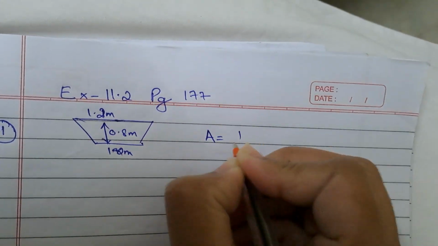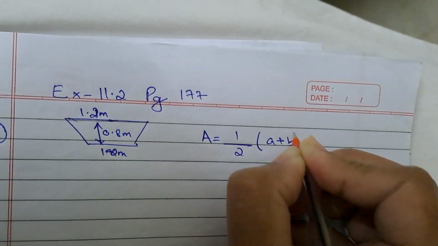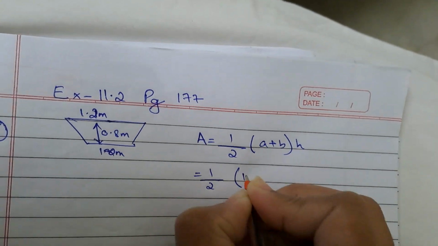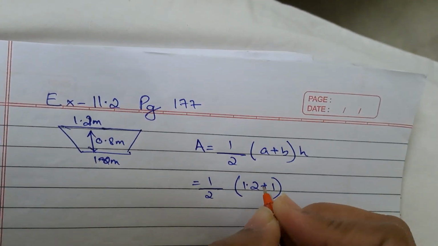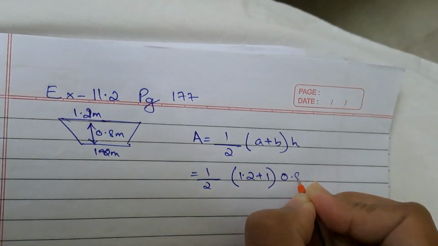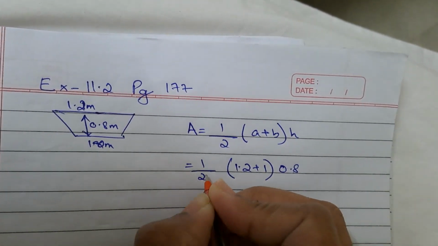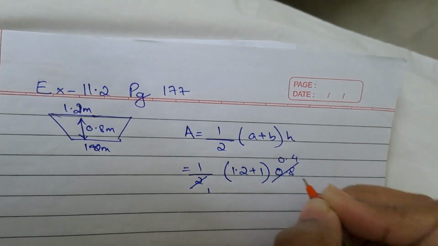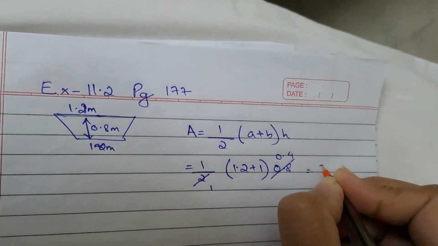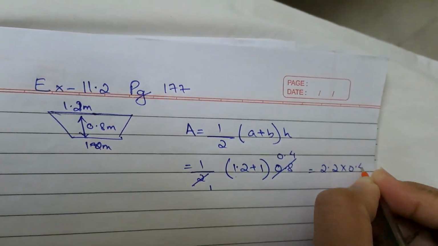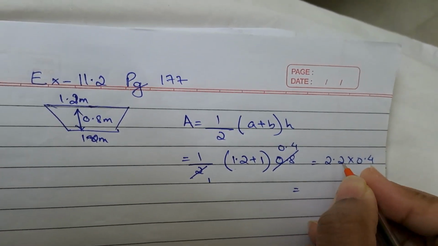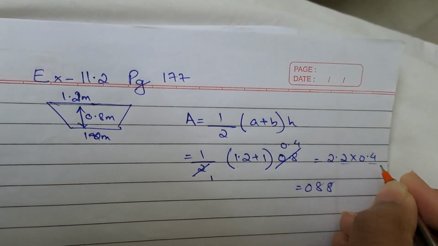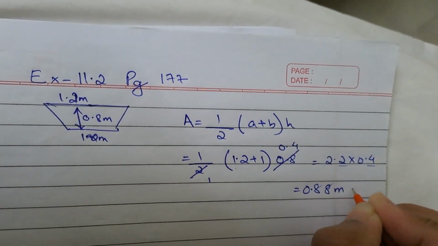Area of the trapezium is half times (a plus b) times h. So area is equal to, substituting the values, half times (1.2 plus 1) times 0.8. Since 2 and 0.8 are even numbers, we can reduce them: 2 one times, and 2 0.4 times is what you get. Now adding these two, it is going to be 2.2. 2.2 times 0.4: 4 twos are 8, 4 twos are 8, and then 0 will come in here. With 2 decimal places, it will be 0.88 meters squared, the answer for this one.